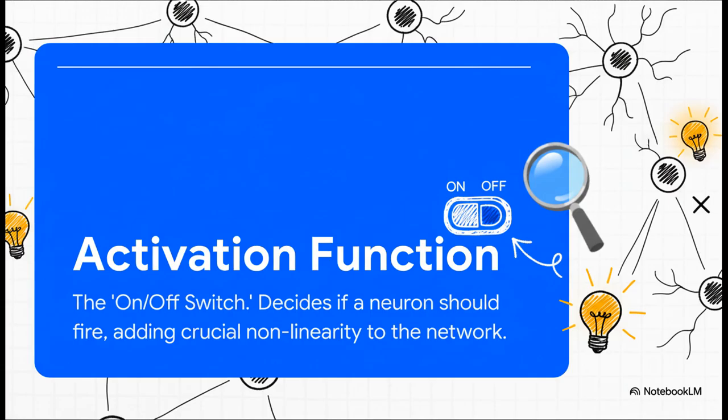So what is this magical piece? It's called the activation function. And the easiest way to think of it is just as an on-off switch for each neuron. After the neuron does its math and adds everything up, the activation function looks at the result and makes a simple choice. Is this signal important enough to pass on? Should I fire, or should I just stay quiet?